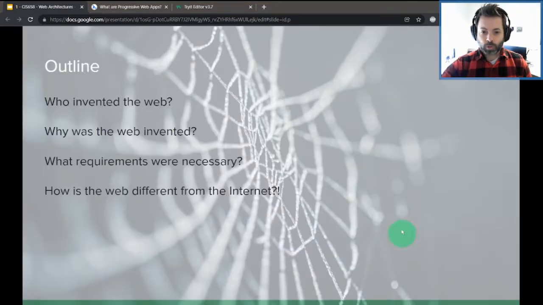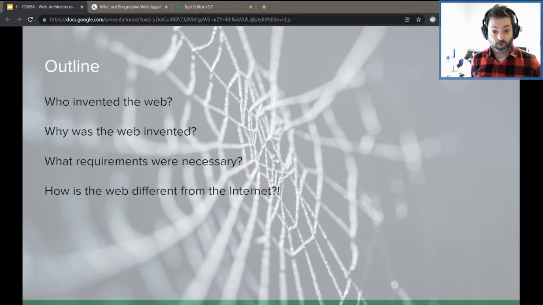So, web architectures. What we're really going to talk about here is who invented the web. Okay, so this is a separate thing from the internet. We'll go over why it was invented, what requirements we had, and how it's different from the internet, and a whole slew of other things that we'll be going over as well.